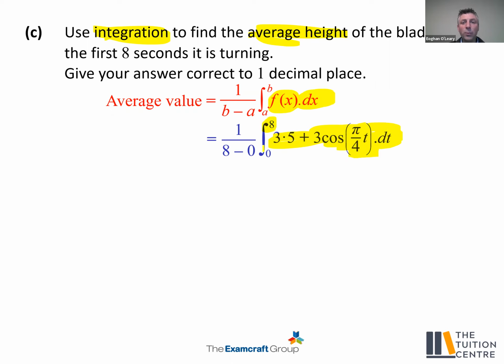Our limits, our upper limit is 8. Our lower limit is 0 because it's the first 8 seconds. So b is 8, a is 0. 8 minus 0, of course, is going to be 8.